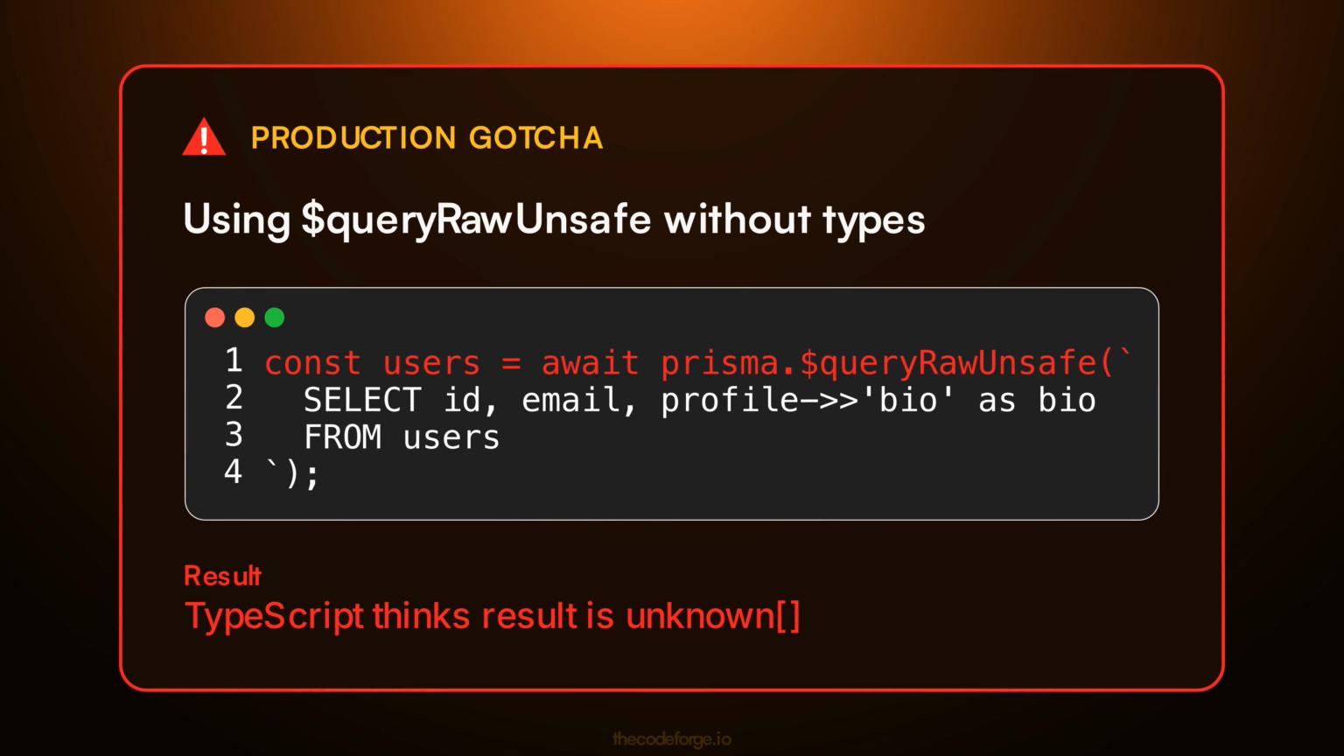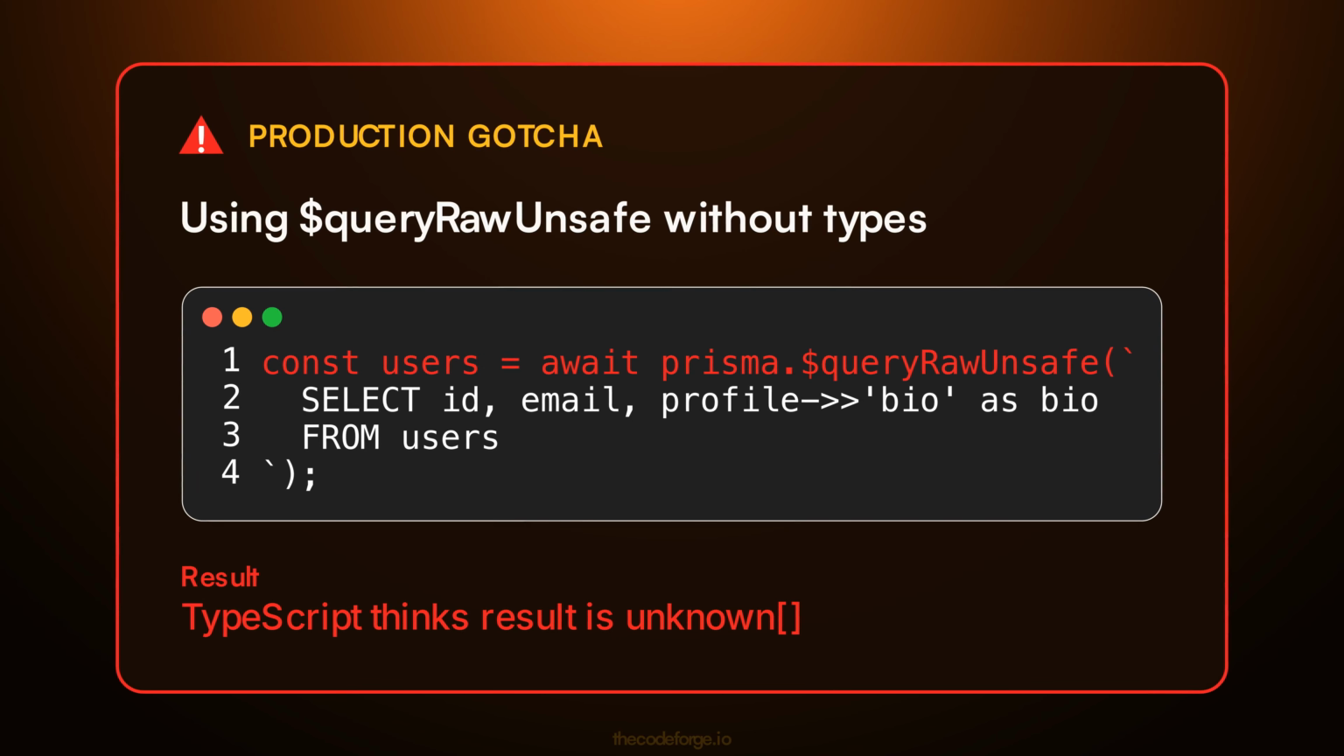Using queryRawUnsafe without a typed wrapper throws away Prisma's type safety. A schema migration that changes a column name will only fail at runtime, not at compile time.